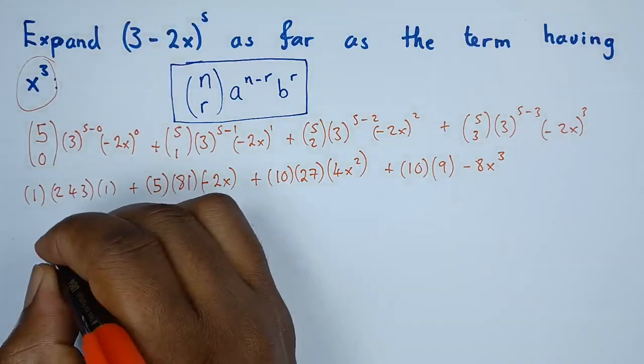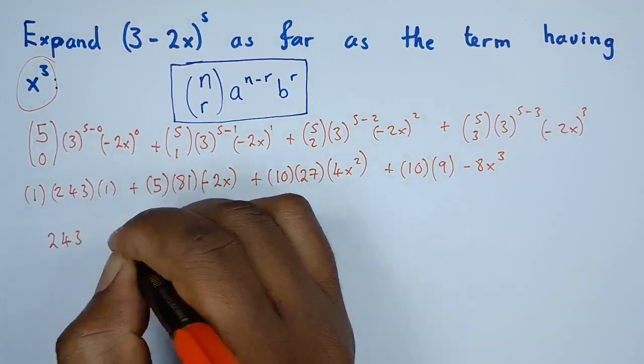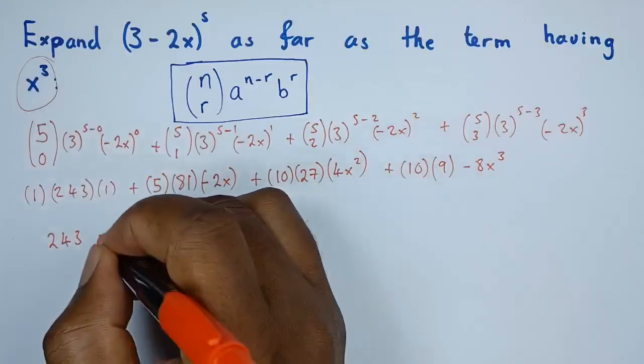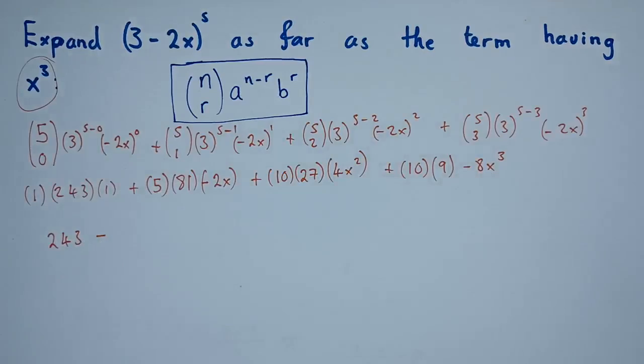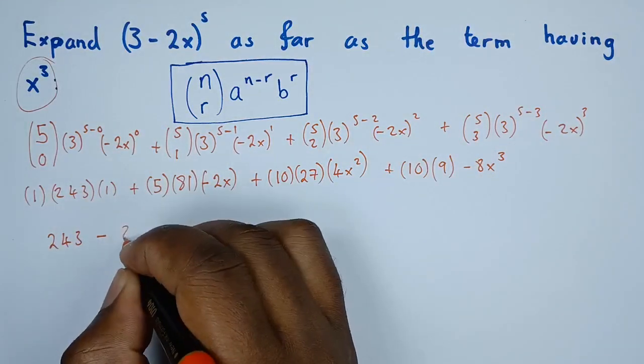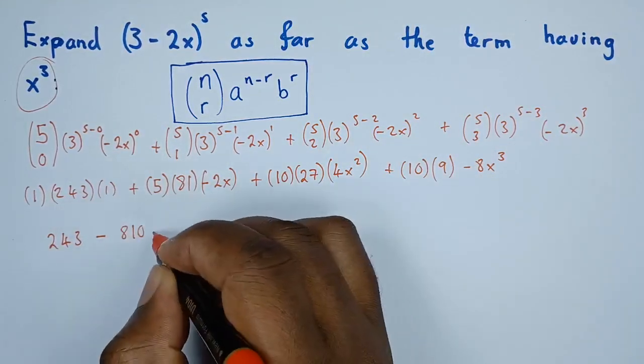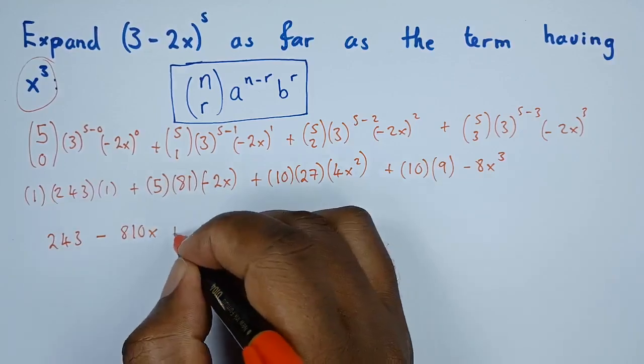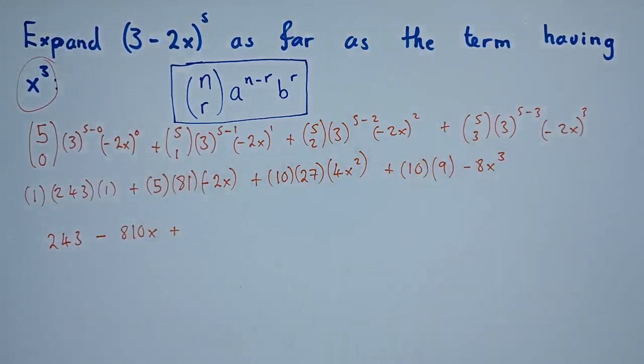So this part is just 243. This will give us a minus. So 5 by 81 by 2 should give us 810. So 810x plus what we get here. So 27 by 10 by 4. This should give us 1080.